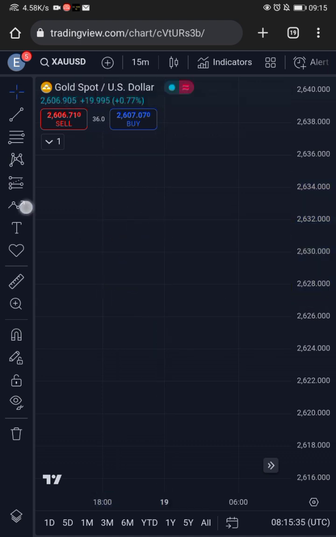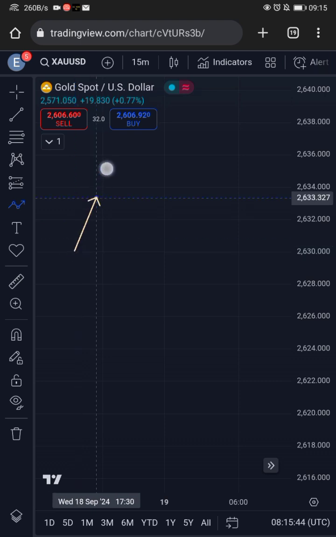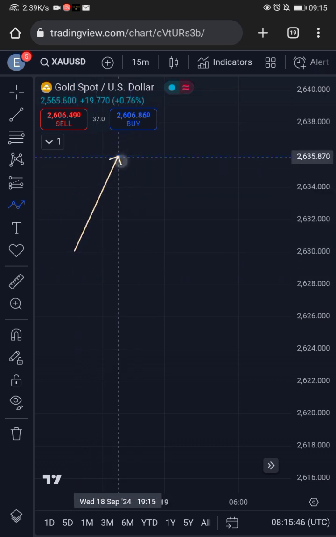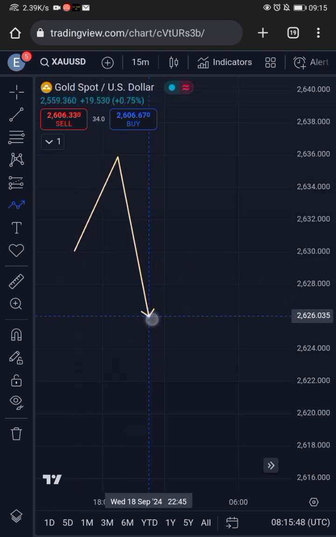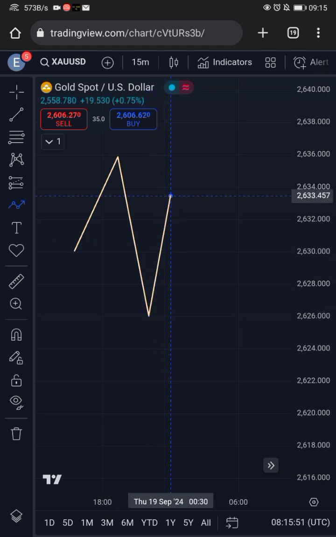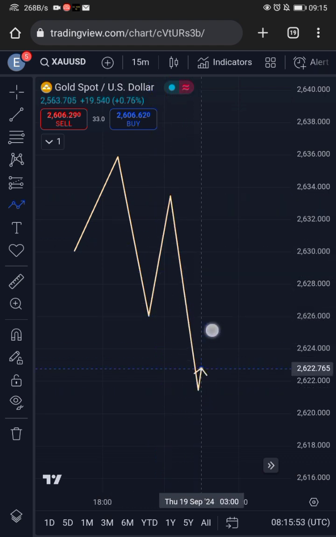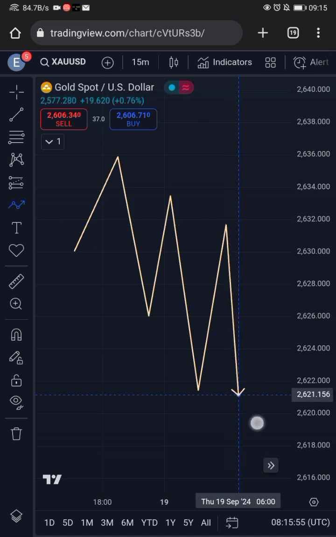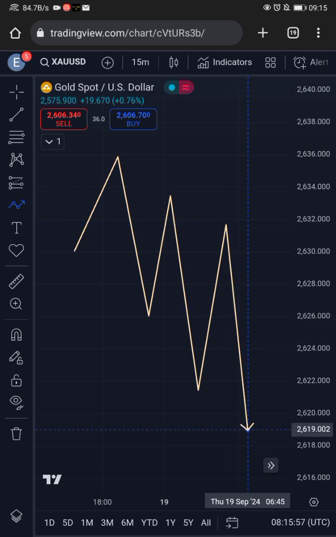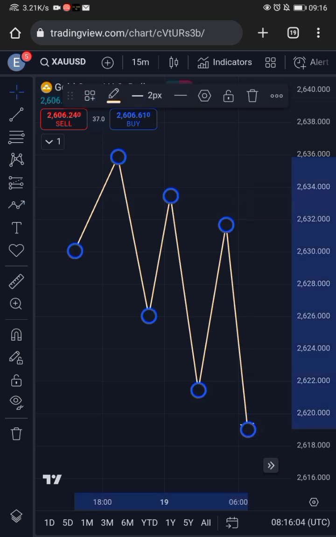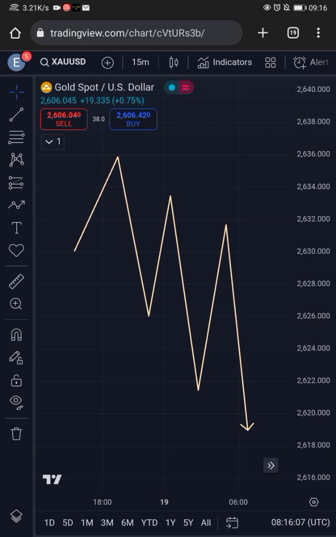So we have this type of market again. This one is a trending market, but this one is a bearish market. It's trending downward.